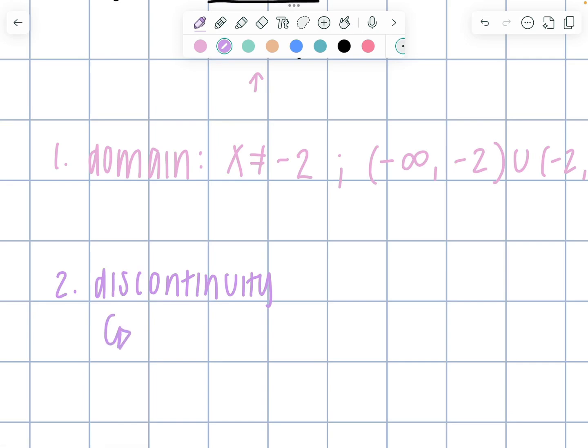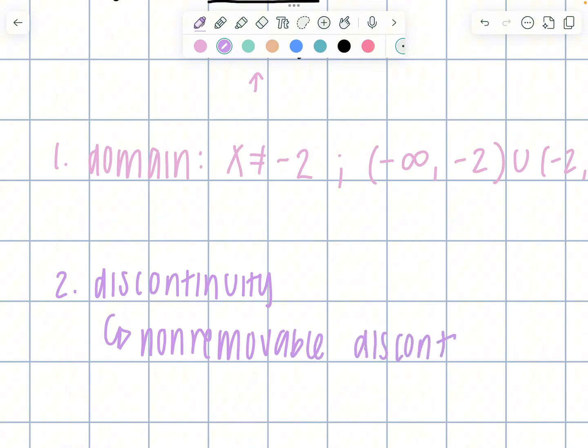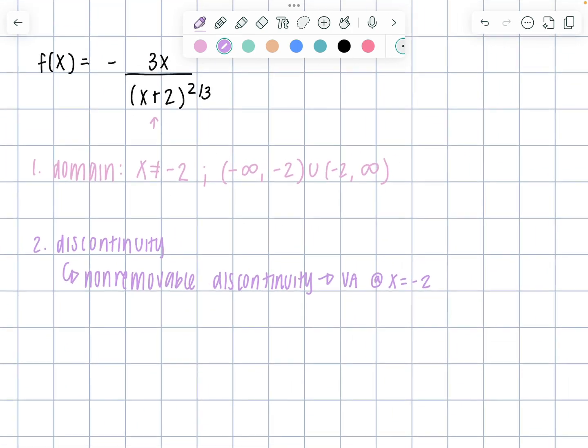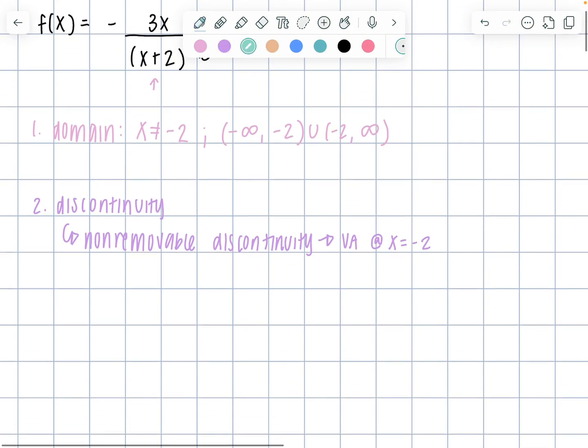This type of discontinuity is a non-removable discontinuity because it is a vertical asymptote. As you approach x equals negative 2, the graph will shoot upward or downward to positive or negative infinity.